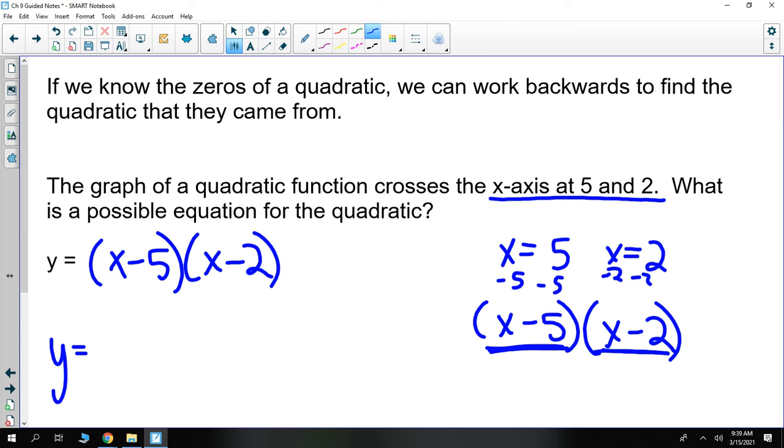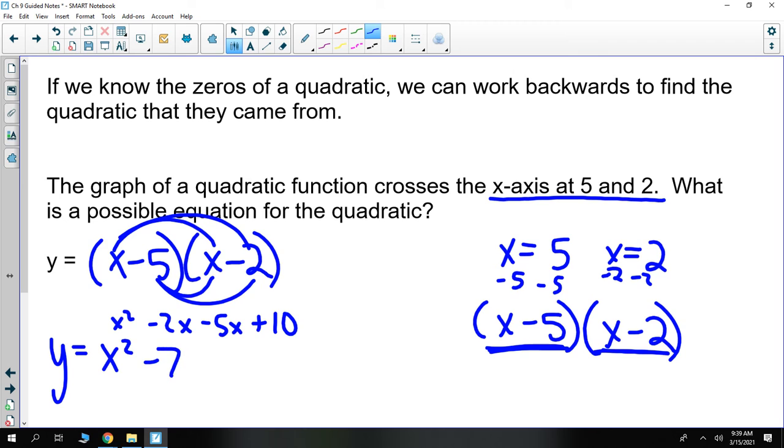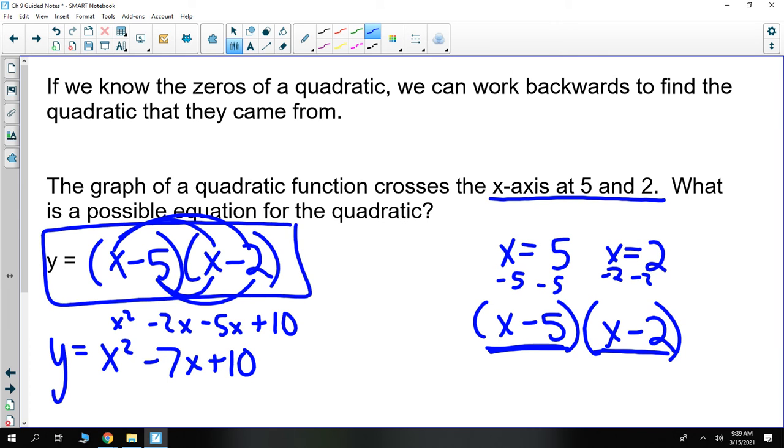I could also multiply it back together. X times x is x squared. X times minus 2 is minus 2x. Negative 5 times x is negative 5x. Negative 5 times negative 2 is positive 10. So I could also say this. So this equation and this equation would both have zeros of 5 and 2.